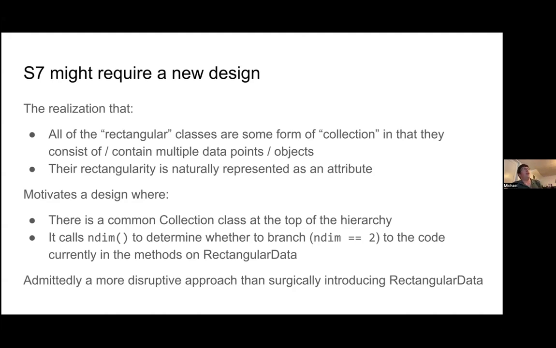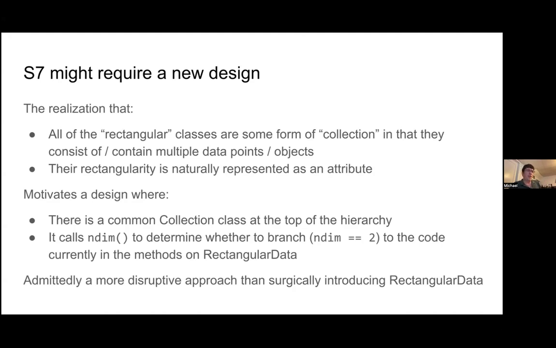And then with that common root class of collection, which doesn't violate the ISA principle, because they are all actually collections, you can then define a generic, say, ndim, number of dimensions, and then have each of those classes define a method for ndim that returns two.